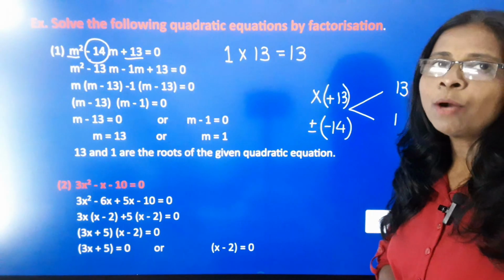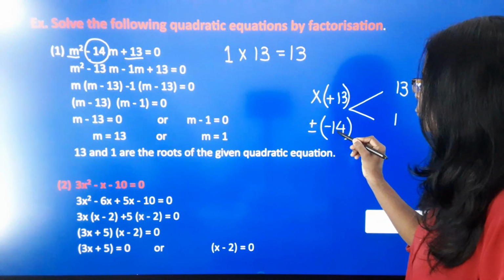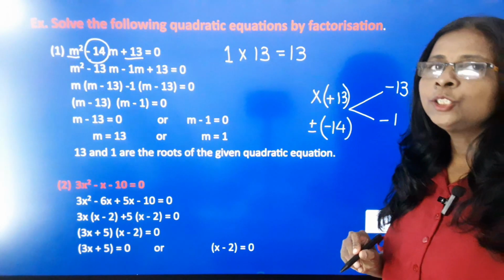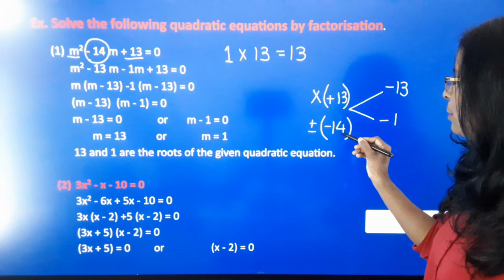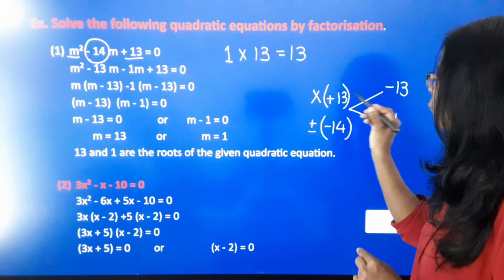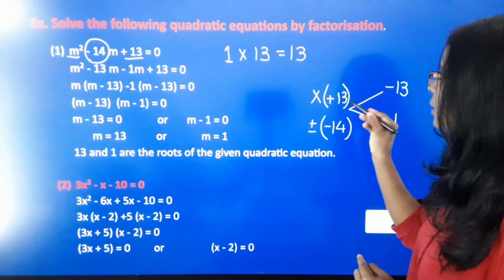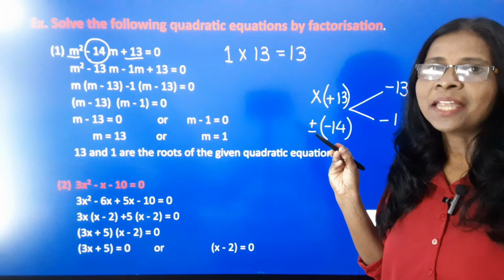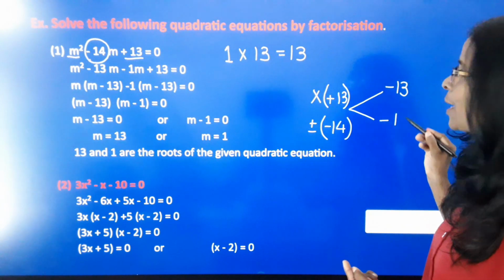But what about their sign? Here the sum will be minus 14, so minus 13 and minus 1. Addition would be minus 14. The first condition is fulfilled by these two numbers. Now what about the second? Minus 13 multiplied by minus 1 means positive 13. So these two numbers fulfill our two conditions, so these numbers are perfect.